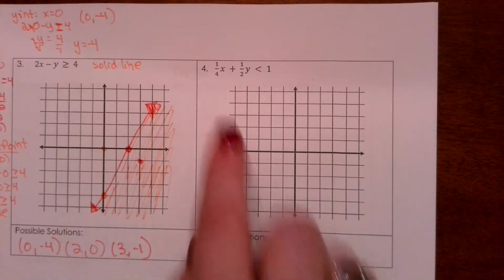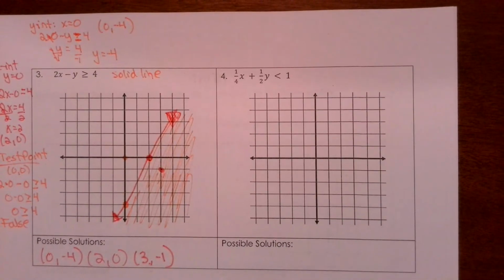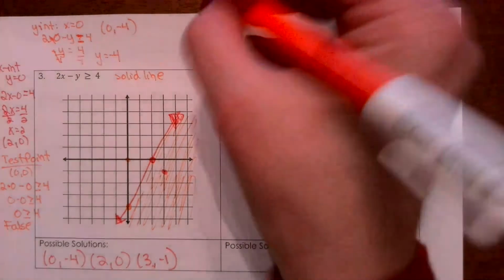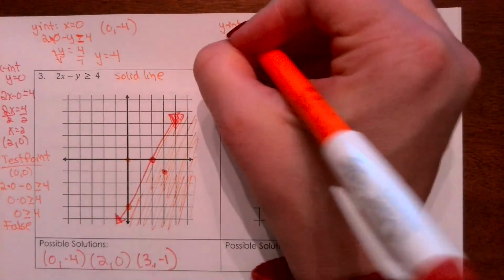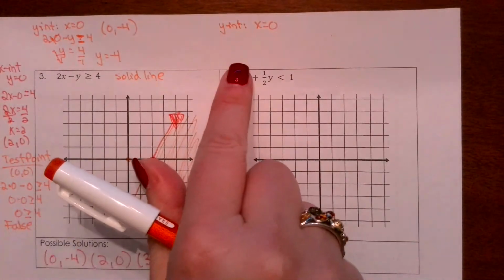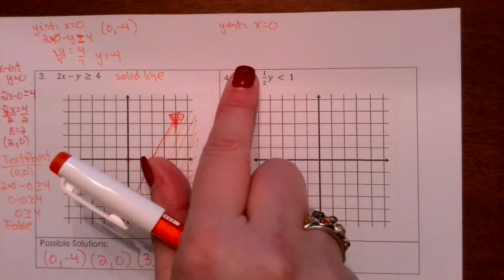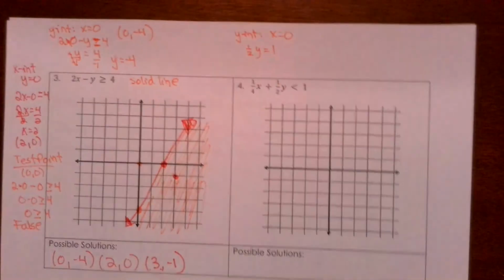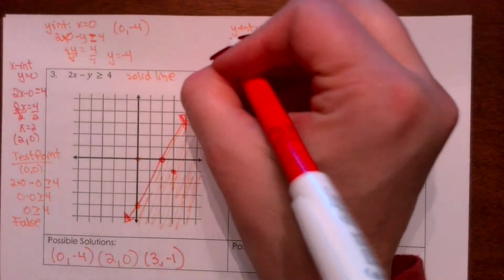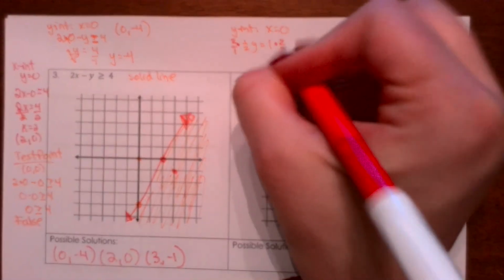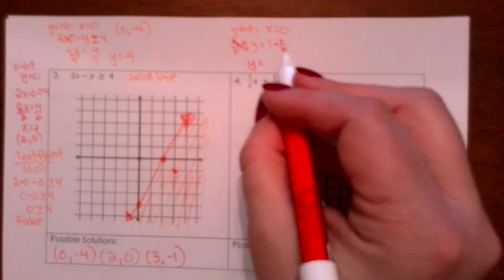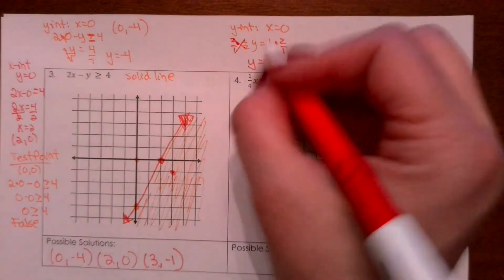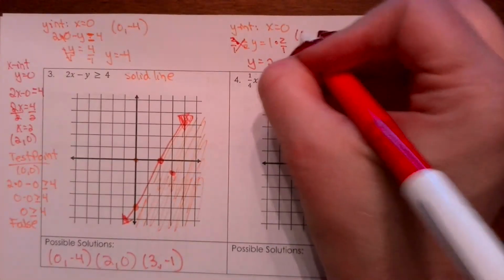Number 4 again. This is in standard form. I am going to use the y-intercept and x-intercept. The y-intercept is the value of y when x equals 0. If x equals 0, 1/4 times 0 is 0, so I am left with 1/2 y equals 1. To get rid of the fraction, I multiply by the reciprocal, and y equals 1 times 2 over 1, y equals 2. So my first point is at 0, 2.